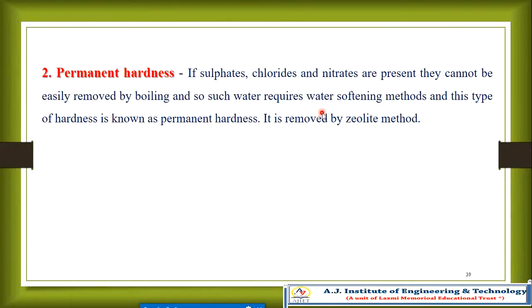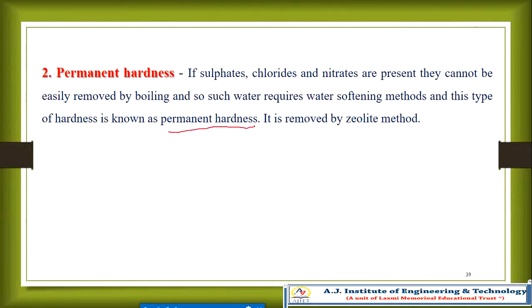It is removed by the zeolite method, that is the ion exchange method. How is it caused? It is due to sulfates, chlorides and nitrates being present. If sulfate, chloride and nitrate ions are present, they cannot be easily removed by boiling, so the water requires a softening method, and this type of hardness is known as permanent hardness.